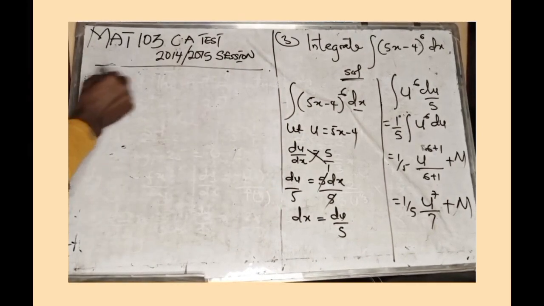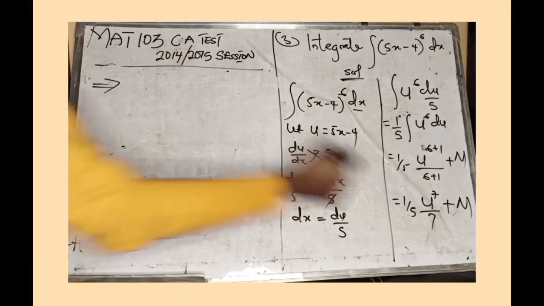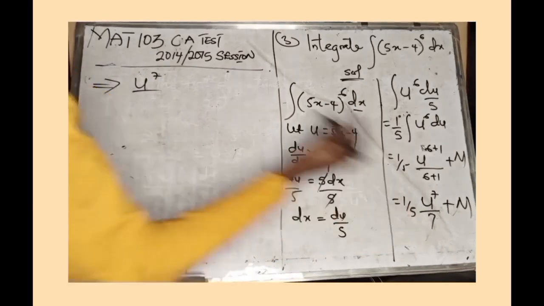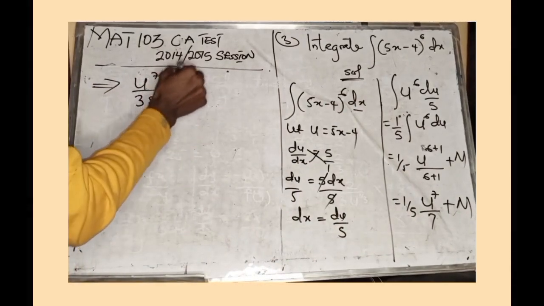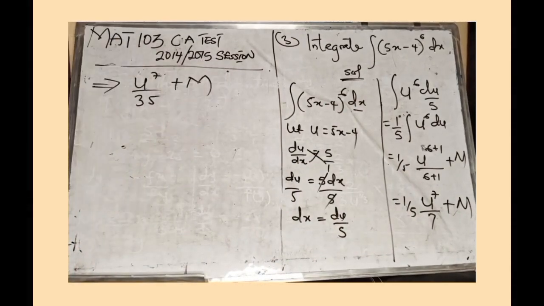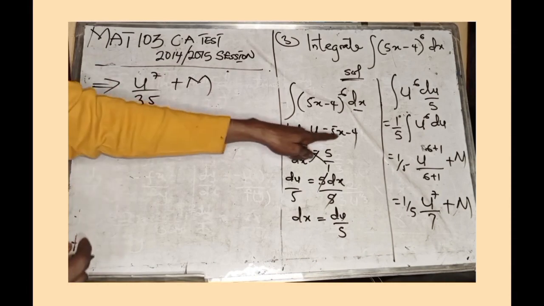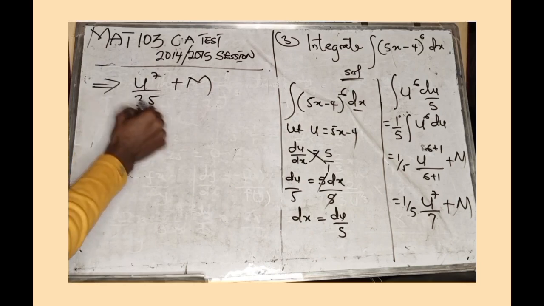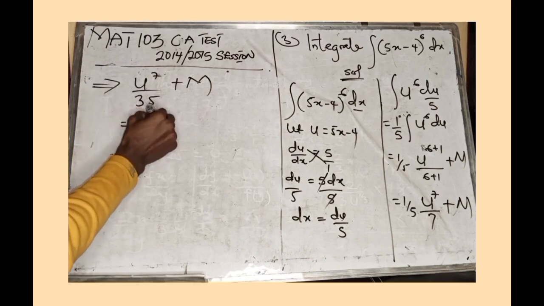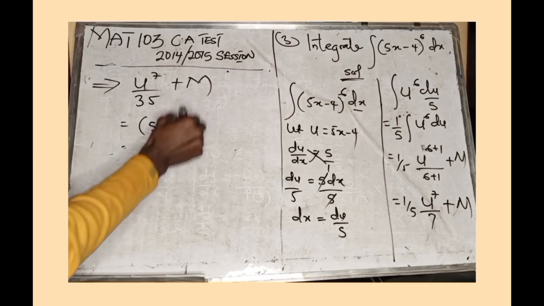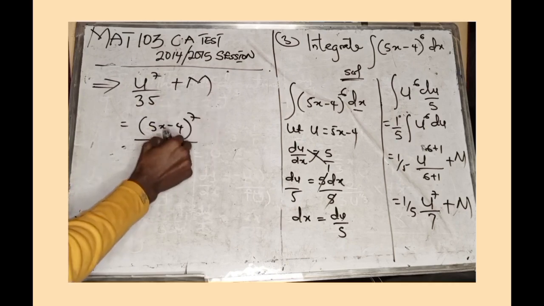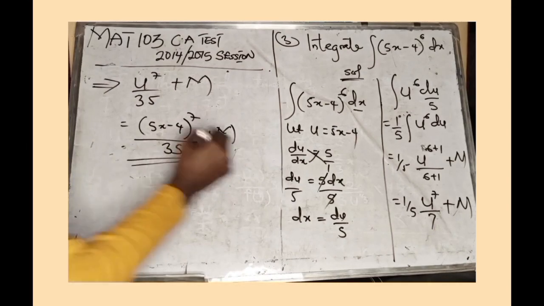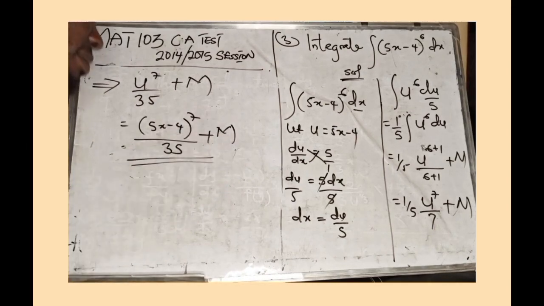So finally this implies that I have 1 times u, this 1 times u power 7 will give me u power 7, all divided by 5 times 7 will give me 35 plus the constant, say m as the constant. But remember we said let our u be equal to 5x minus 4. So in place of u, I'm going to put 5x minus 4, power 7, divided by 35, plus m, say constant. So this is my final answer to that question.